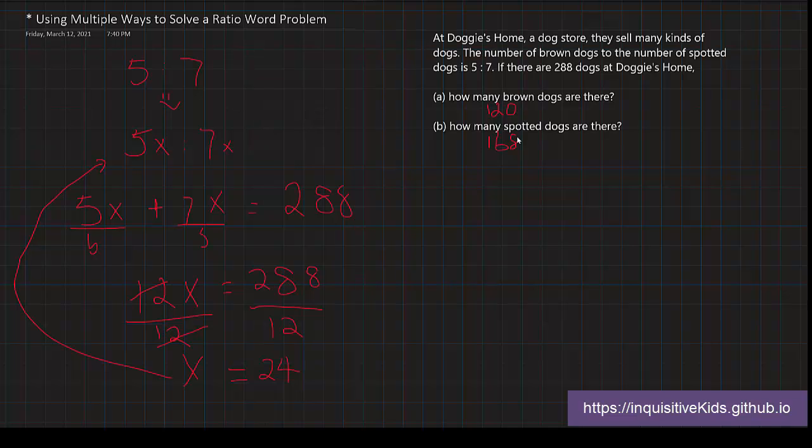And now the conclusion for this problem is knowing that the amount of brown and spotted dogs added up together equals the whole total 288 dogs at Doggie's home. And we solve for x, but remember, we always have to remember to plug x back into the ratio to find the exact amount for the answer.